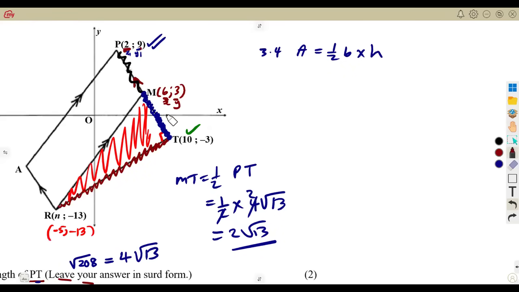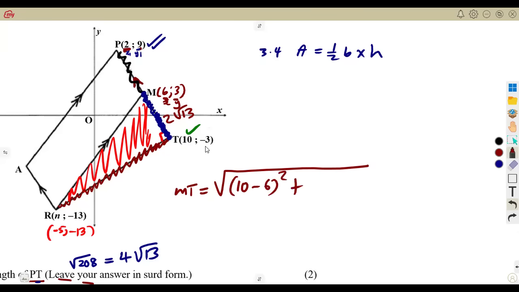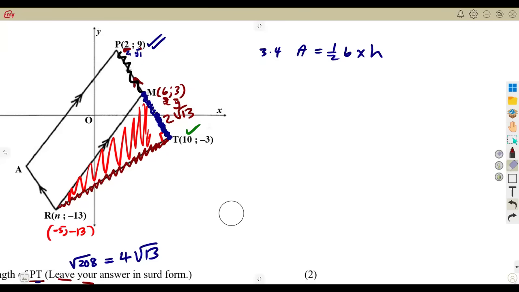Or you can calculate it using both. You have M, you also have T. If you do not understand this, calculate the way that you are used to, your distance formula. You subtract 10 minus 6 from M to T. So it is going to be 10 minus 6 squared plus the Y values, minus 3 versus what? Versus 3. So that's minus 3 squared. You use your distance formula, still you're going to obtain 2 square root of 13 as the length of MT. All right. So we also calculate the length of RT.